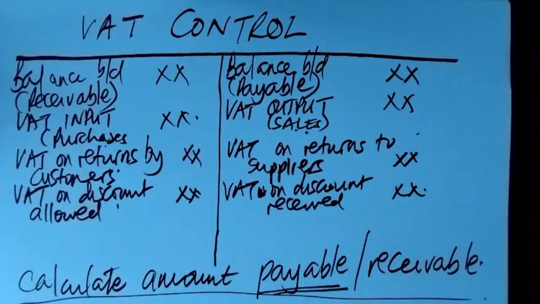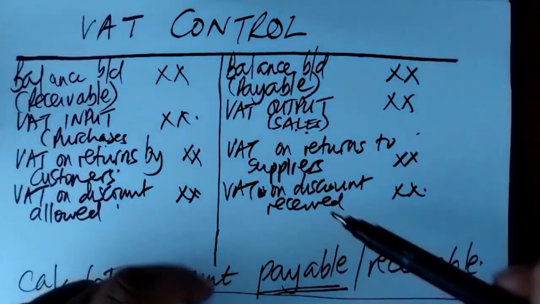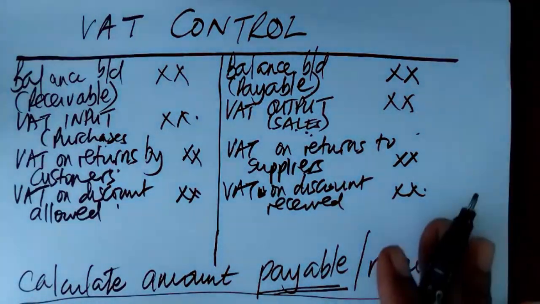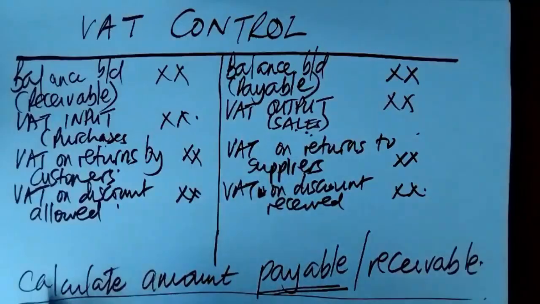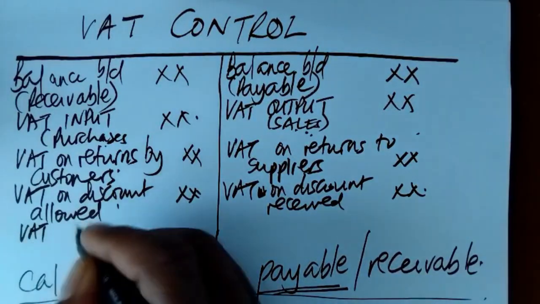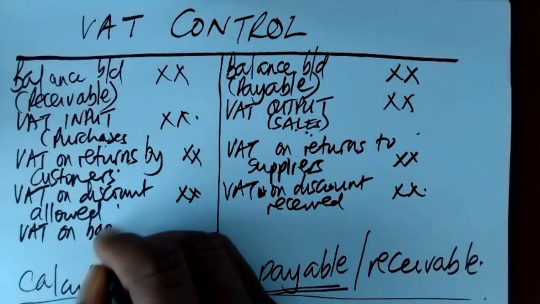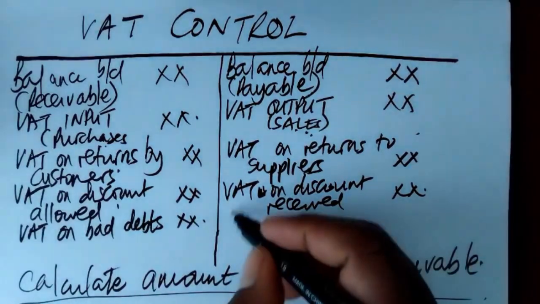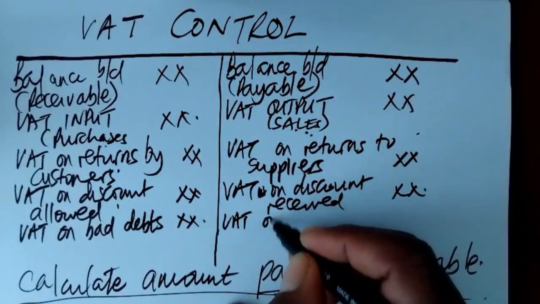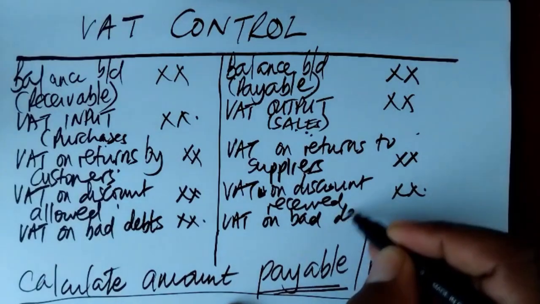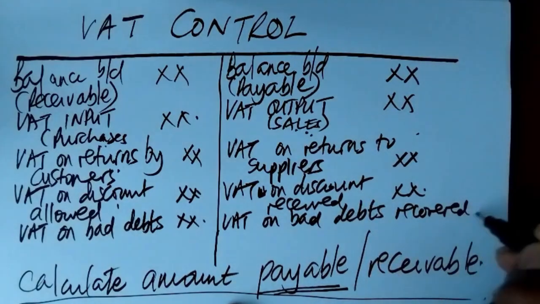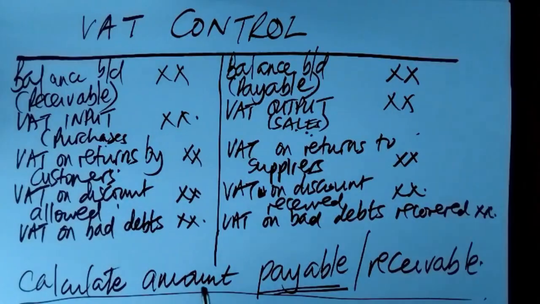Okay, and then the next thing that you can think of is bad debts. Bad debts arise when you sell on credit and the customer doesn't pay you. So obviously bad debts will reduce your sales. So this side I'm going to have VAT on bad debts, or VAT on accounts written off, and automatically VAT on bad debts recovered will also come this side.